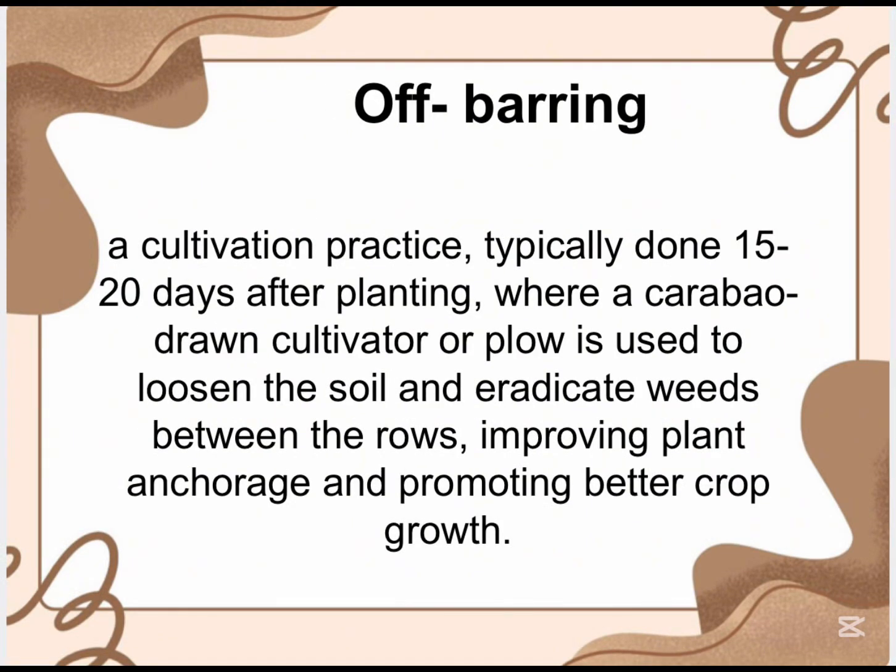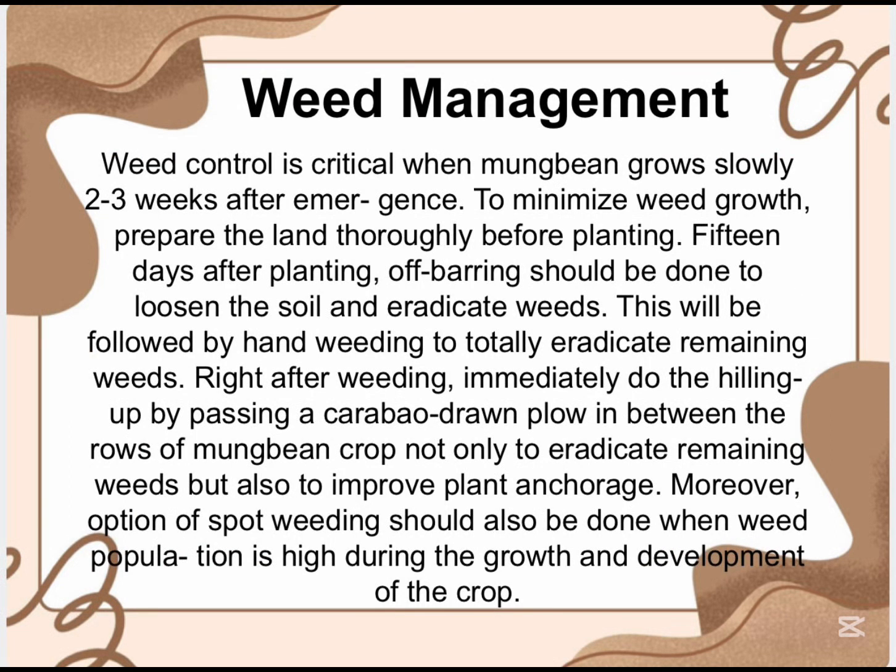Off-barring, a cultivation practice typically done 15 to 20 days after planting, where a carabao-drawn cultivator or plow is used to loosen the soil and eradicate weeds between the rows, improving plant anchorage and promoting better crop growth. Weed management. Weed control is critical when mung bean grows slowly, 2 to 3 weeks after emergence. To minimize weed growth, prepare the land thoroughly before planting. 15 days after planting, off-barring should be done to loosen the soil and eradicate weeds.